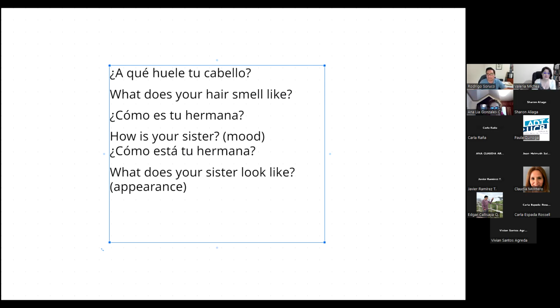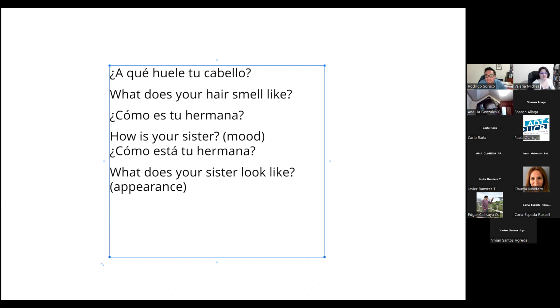But if I ask you, what does your sister look like? I want to know about her appearance. So you have to describe her appearance. Rodri, what does your sister look like? She looks like a star, a singer star. She dresses all black, and she uses earrings on her face. Okay, that's a curious look.